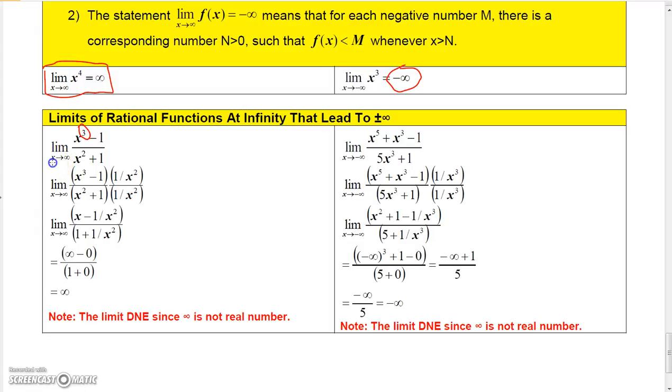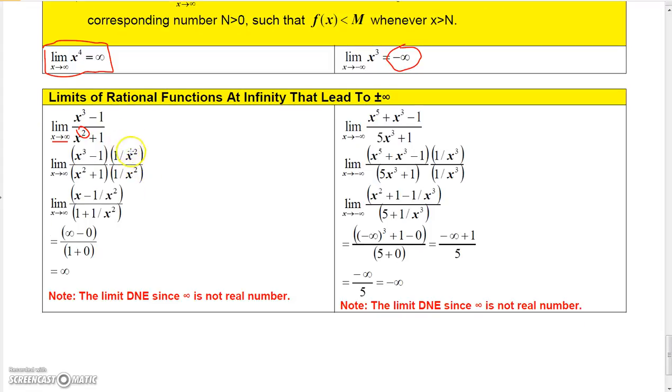But let's see if we can figure out a way to determine whether these limits go to infinity or negative infinity. The trick here is to simply look at the degree of the denominator, the degree of the bottom. The degree of the bottom is x squared. So if I divide by x squared, that'll get rid of that variable. Dividing by x squared is the same as multiplying by 1 over x squared, so you can think of it either way. I'm going to divide the top and bottom by x squared.